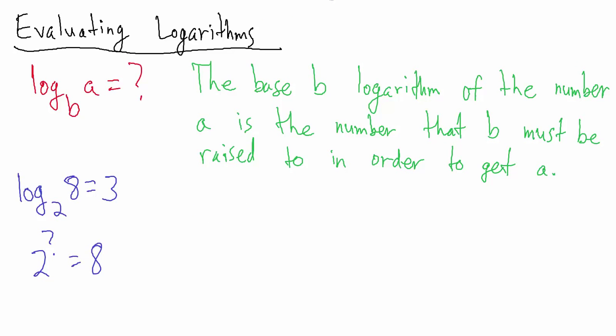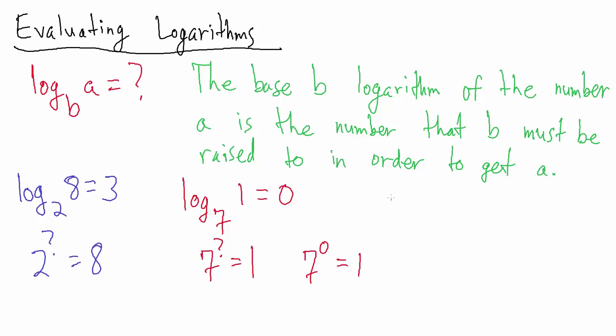Now let's see another example. What if we have the base 7 logarithm of the number 1? What does that equal? Here the base b is 7 and the number a is 1, so this is the number that 7 must be raised to in order to get 1. If we take 7 and raise it to the 0 power, that gives us 1. Remember that property of exponents: if you take a number that isn't 0 and raise it to 0, you just get 1. So 7 to the 0 power is 1.